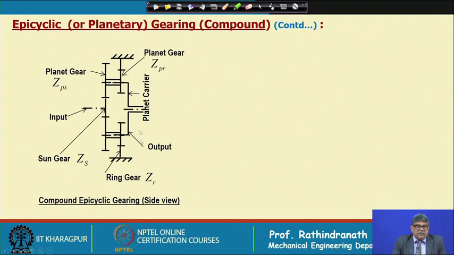So, this is the compound gear, shown in side view here. This is the sun gear, and it is mating with the planet gear, the teeth number of which is given by ZPS. Then on the same shaft there is another pinion, of smaller diameter than this one, and its teeth number is given by ZPR, and this is the ring gear.